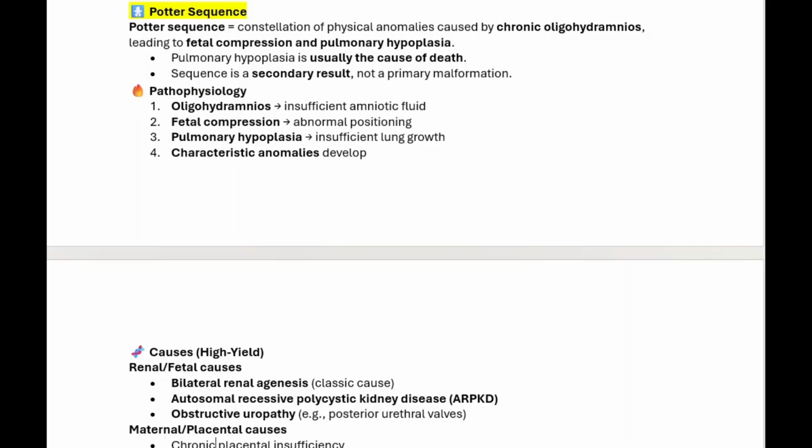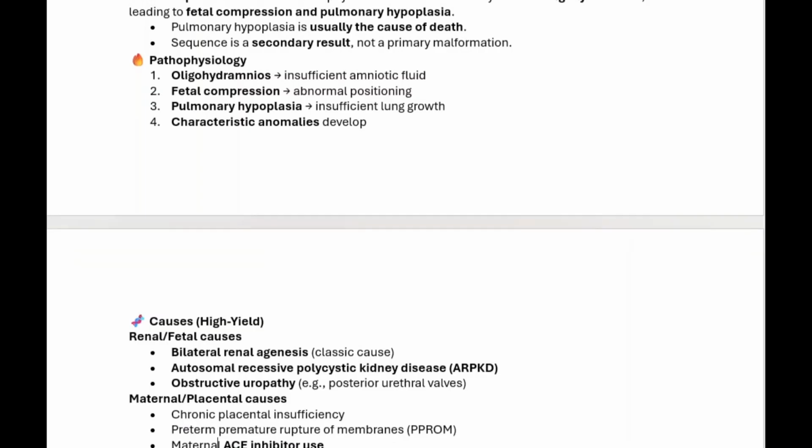We also mentioned that it's very important for pulmonary development, because the fetus normally swallows the amniotic fluid into their lung, and that allows lung development. So if they have oligohydramnios, that could lead to fetal compression, and that could lead to pulmonary hypoplasia. And that pulmonary hypoplasia is usually the most common cause of death in these patients. When you look at the pathophysiology, oligohydramnios leads to insufficient amniotic fluid, and fetal compression leads to abnormal positioning, and pulmonary hypoplasia leads to insufficient lung growth, and this could lead to death in these patients.